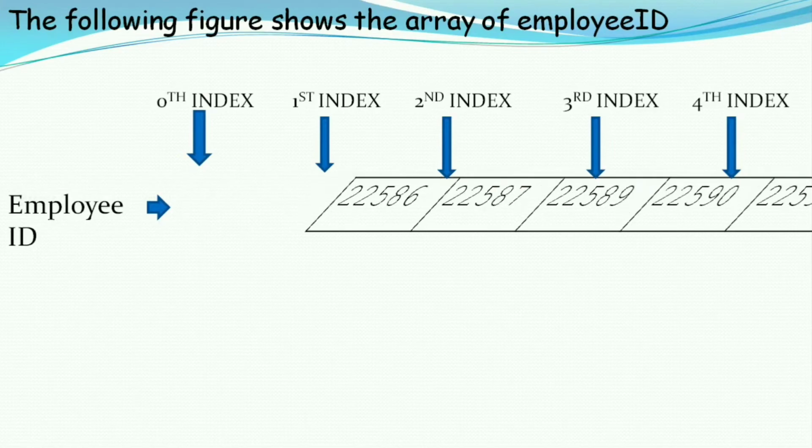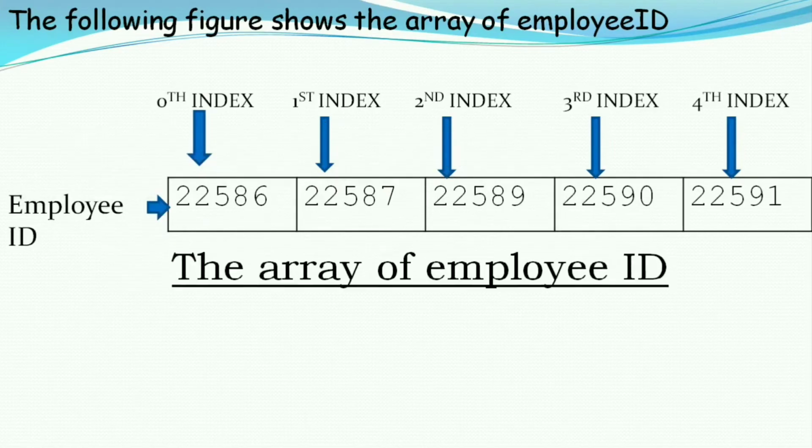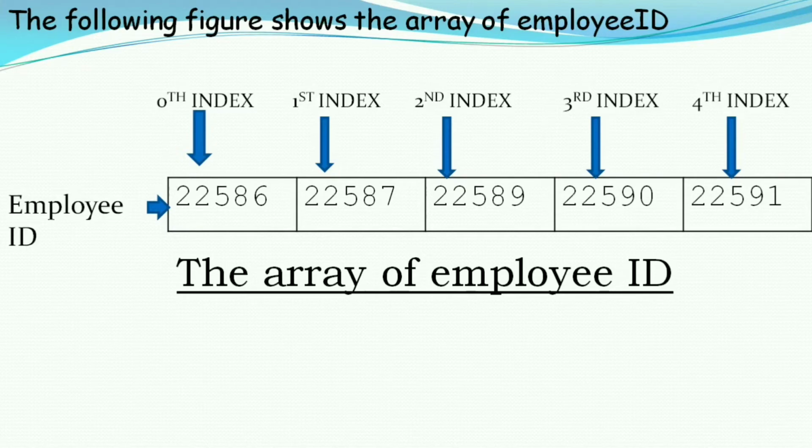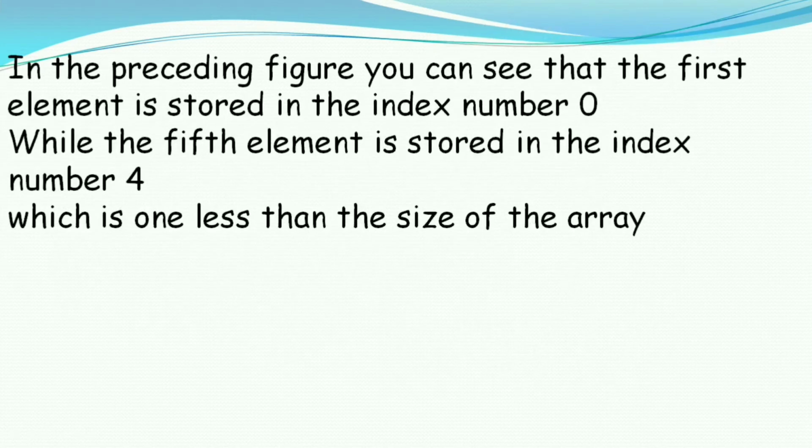The following figure shows the array of employee ID. Employee ID: 0 index, first index, second index, third index, fourth index. हमारा फर्स्ट नंबर 0 इंडेक्स कहलाता है, सेकंड नंबर फर्स्ट इंडेक्स कहलाएगा, थर्ड नंबर सेकंड इंडेक्स, फोर्थ नंबर थर्ड इंडेक्स, फिफ्थ नंबर फोर्थ इंडेक्स. The array of employee ID. In the preceding figure, you can see that the first element is stored in the index number 0, while the fifth element is stored in the index number 4, which is 1 less than the size of the array. यानी कि 0 इंडेक्स से शुरू होता है हमारा.